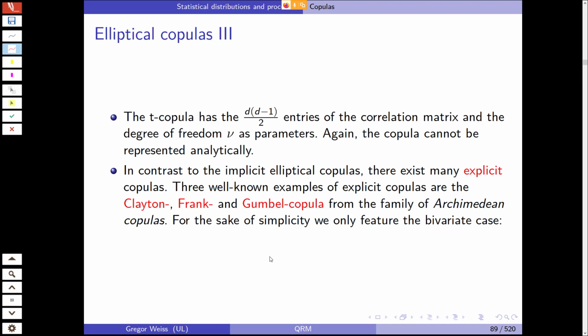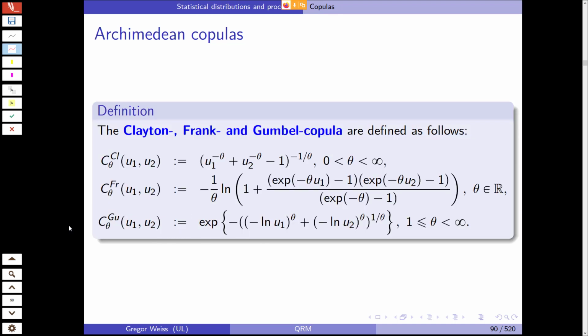And in contrast to those implicitly given elliptical copulas, we also have many explicitly defined copulas. The most famous family of those is the family of Archimedean copulas, and the most famous ones are the Clayton, Frank, and Gumbel copulas. For the sake of simplicity, we only feature the bivariate case. So these are the Clayton, the Frank, and the Gumbel copula, and as you can see, you have explicit definitions here on this slide.